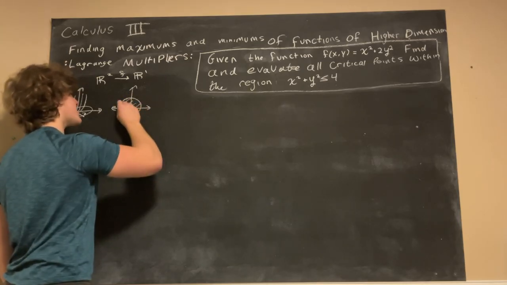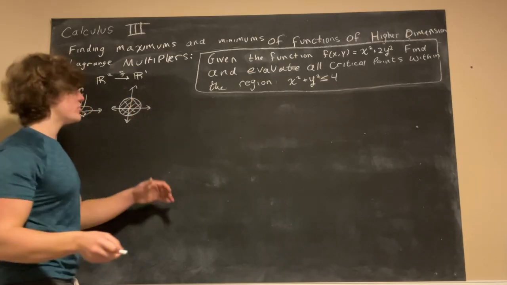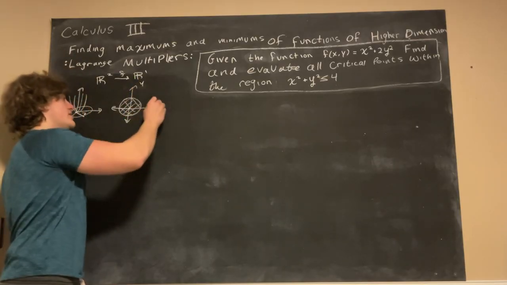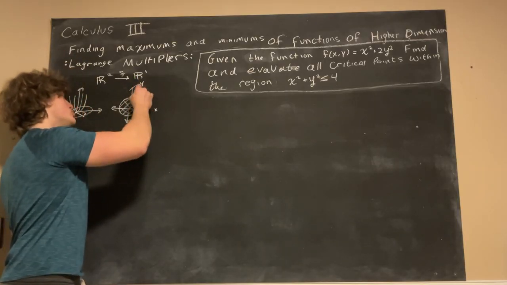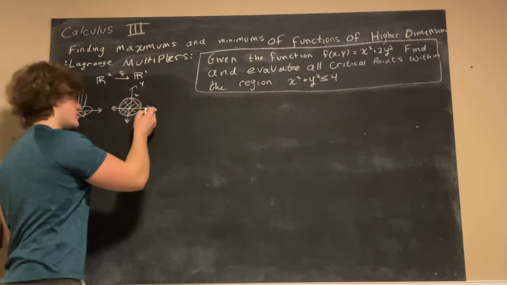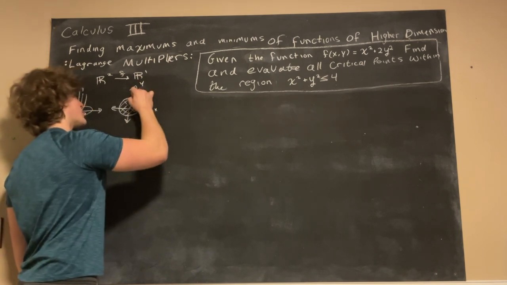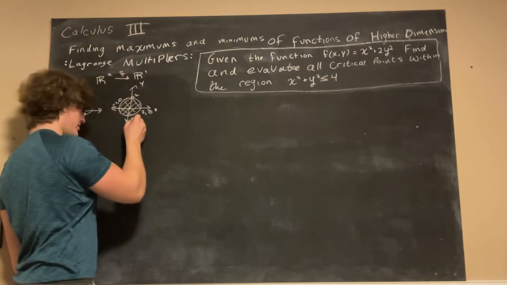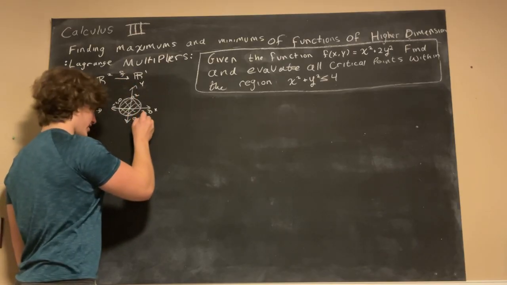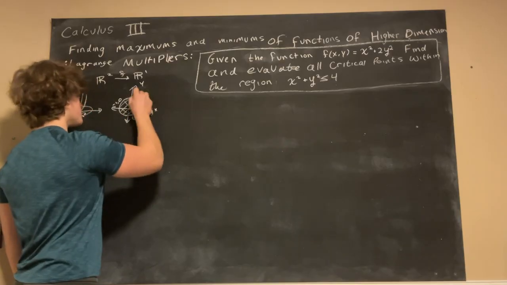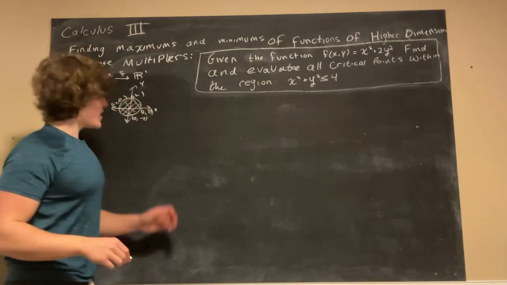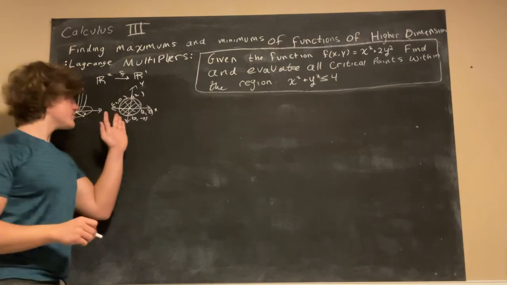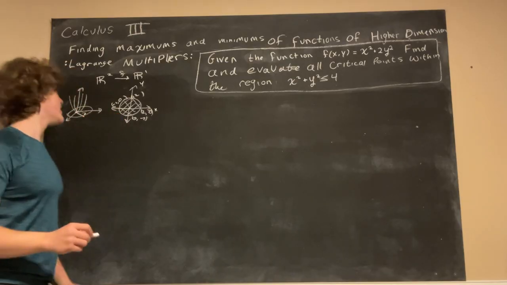Anything that is inside of here can be inputted into our function, where this is y, this is x, this is 2 comma 0, 0 comma 2, this would be negative 2 comma 0, and then this would be 0 comma negative 2. And we are looking for maximums and minimums of this function in this plane.